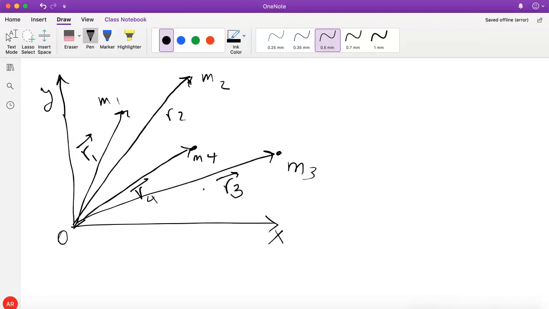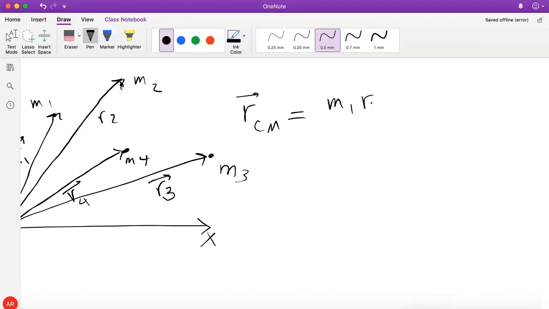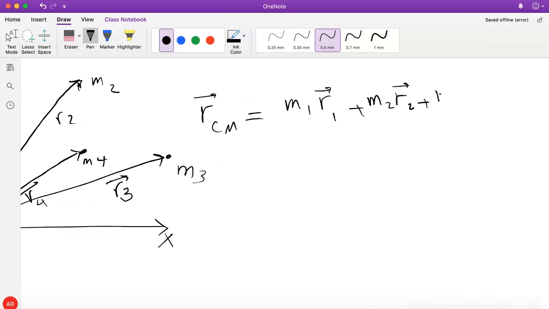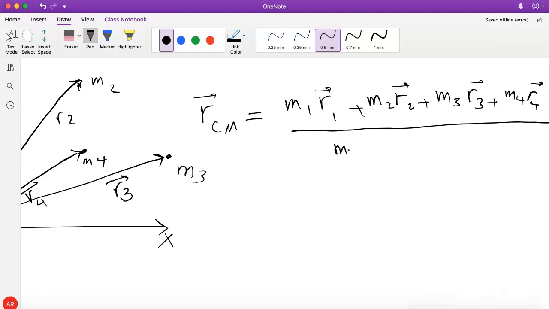So the location of the center of mass is defined as follows. R center of mass, the vector from the origin to the center of mass, is given by, in this case, M1 R1 plus M2 R2 plus M3 R3 plus M4 R4. And this clearly does not have dimensions of distance, right? R has dimensions of meters, mass has kilograms. So we need to divide it by some mass. We divide it by the total mass in the system, M1 plus M2 plus M3 plus M4.